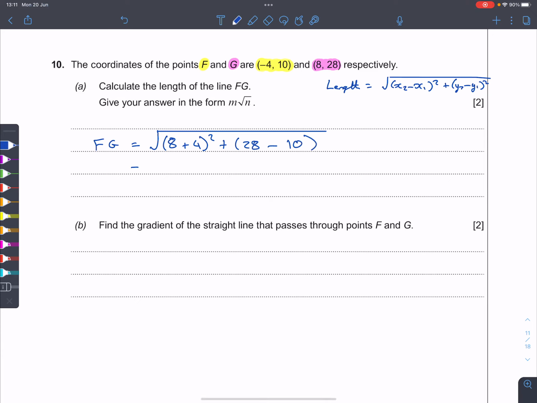So that gives me the square root of, I get 8 plus 4 is 12 squared, so that's 144, plus 18 squared. So you end up with root 468. So I square root that, I get 6 root 13, which is the format that I want it in.